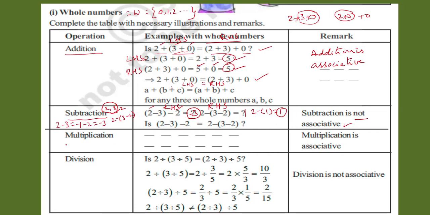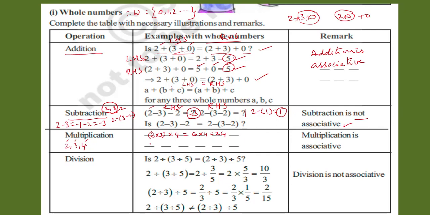Now we take any three whole numbers, 2, 3, 4. You may take your choice. Multiplication. How to check it? What is our associative property? 2 is the first number, 3 is the second number, 4 is the third number. First you multiply the first and second, 2 into 3. Then you multiply it by the third number. Then what you get? 2 threes are 6, into 4, that equal to 24.